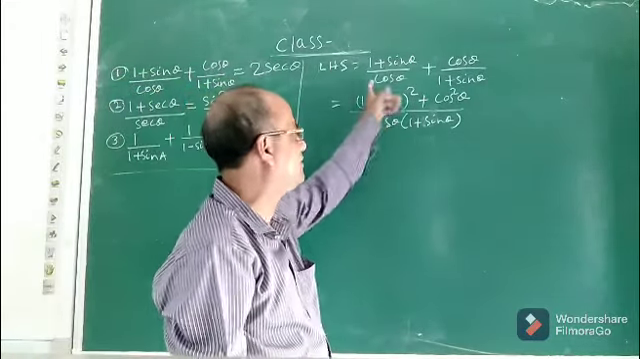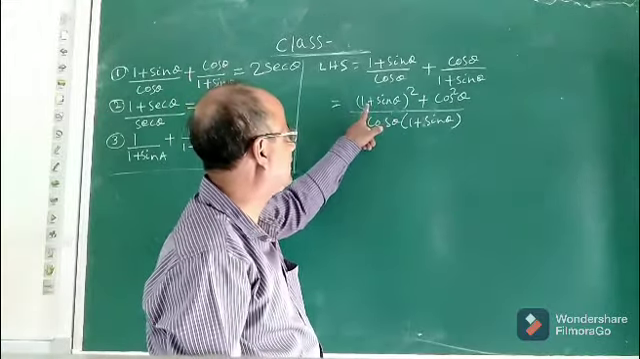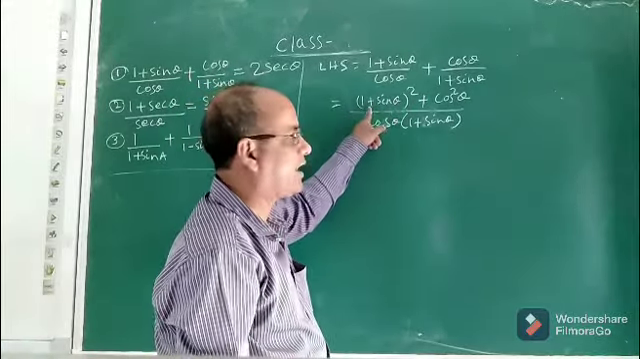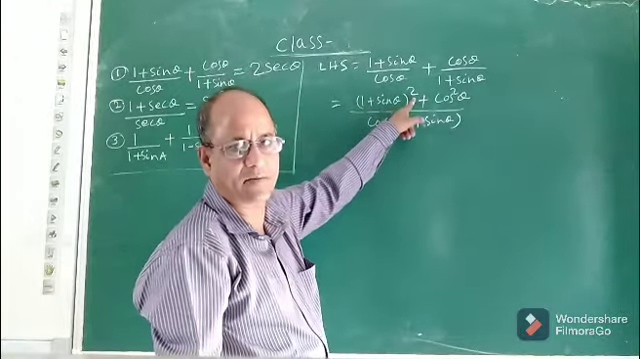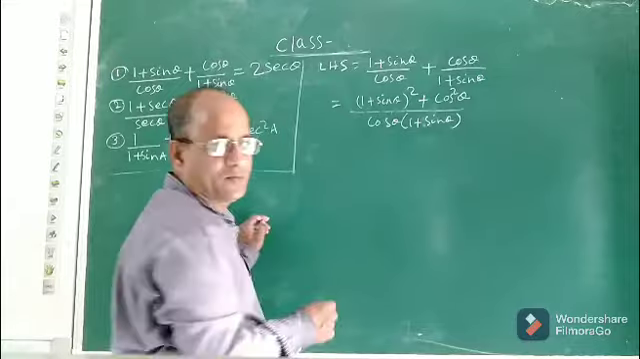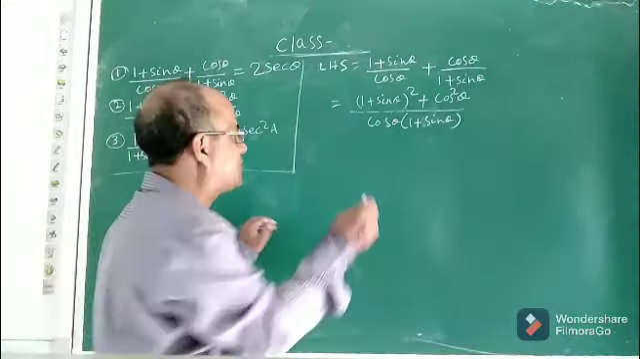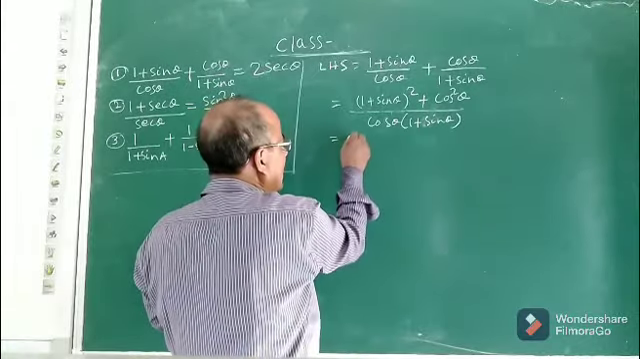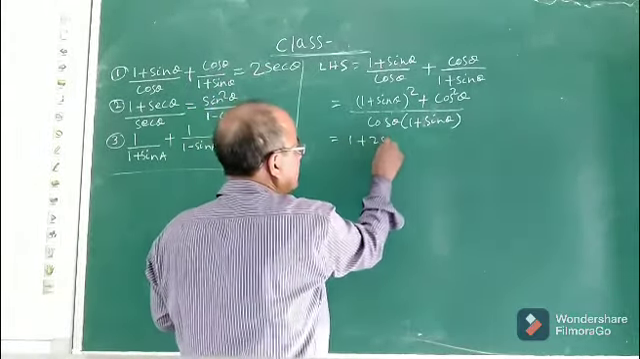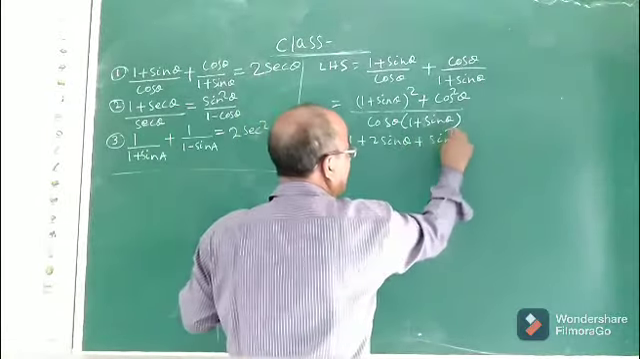Now see what the next step is. First we took the LCM, then we added. So what will be our next step? Look, it is in the form of an algebraic identity, (a plus b) whole square. So apply the formula of (a plus b) whole square. You know what (a plus b) whole square is? It is a square plus 2ab plus b square. So using that formula, it will be 1 plus 2 sin theta plus sin square theta.